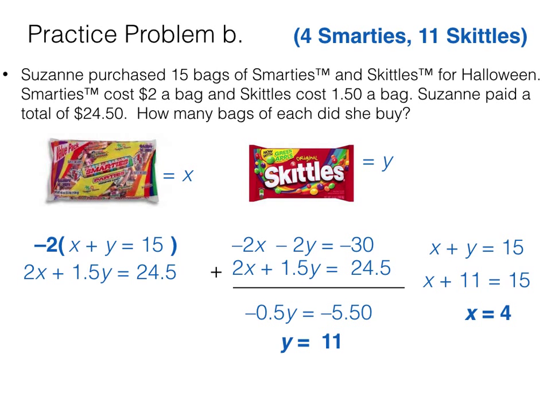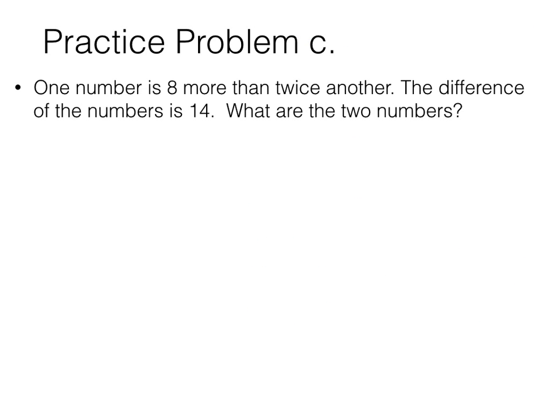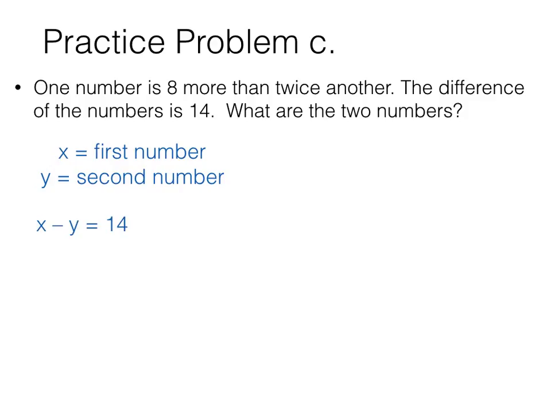Okay, we have one more type of problem, and this is like a number puzzle. One number is 8 more than twice another. The difference of the numbers is 14. So we'll say let x equals the first number and y is the second. The difference of the numbers is 14, so you can tell that the first number would have to be bigger than the second number, right? One number is 8 more than twice another.